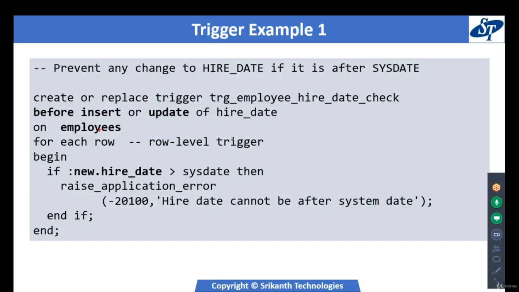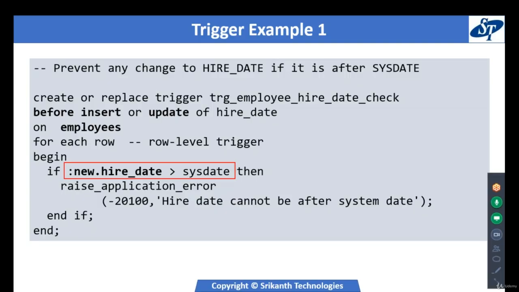And the table is employees, and you must give this to say you are asking for row level trigger. And if you don't give that, the trigger becomes a statement level trigger. But we must have a row level trigger because from each row I want to take hire date and check whether it is valid. Well, if the hire date is greater than sysdate, a trigger is only checking for invalid cases, because if everything is valid, there is nothing for trigger to do.